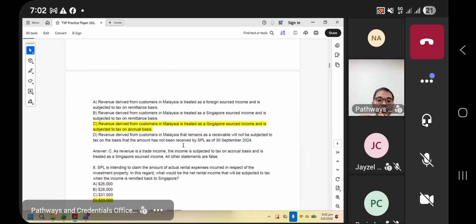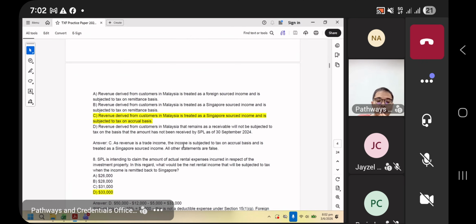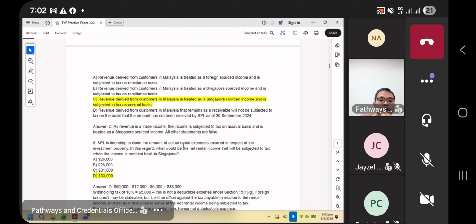Okay, the answer is C. The revenue derived from customers in Malaysia is treated as Singapore source income and is subject to tax on an accrual basis. Under the Singapore Income Tax Act, Section 10(1)(a), which talks about your trading income, so long as it's your trading income, it will be considered as Singapore source, and it will be deemed as accrued in Singapore.